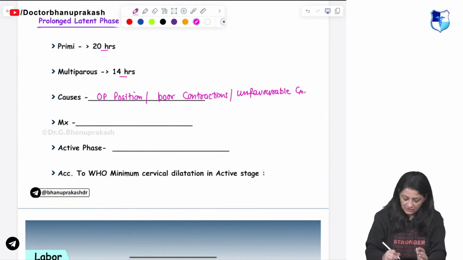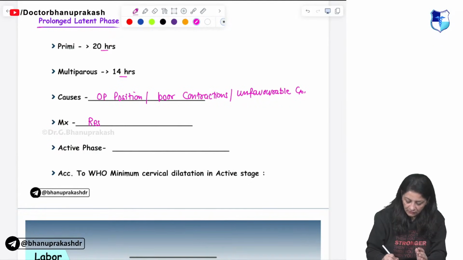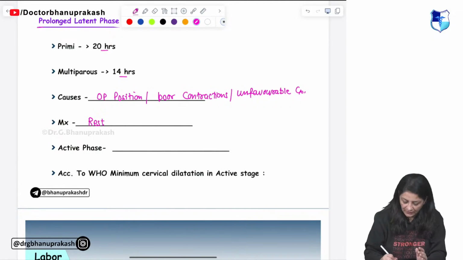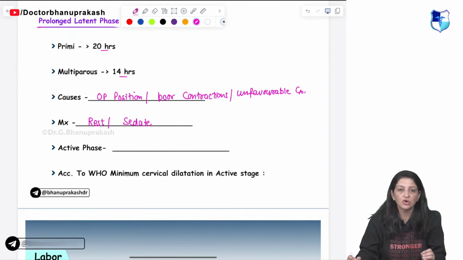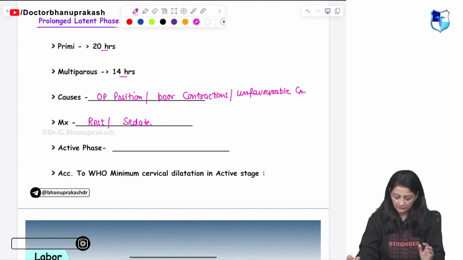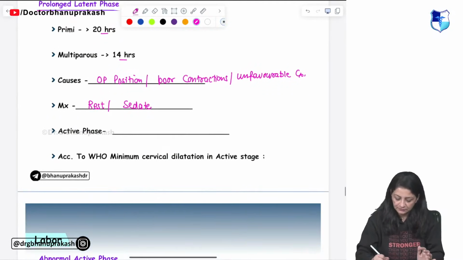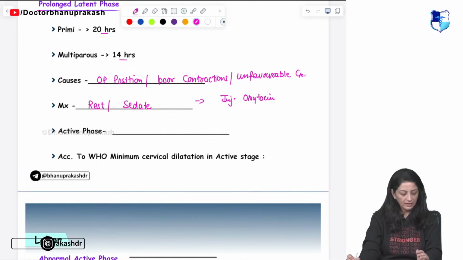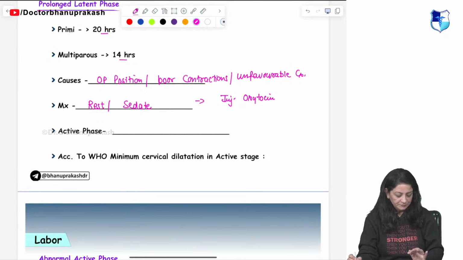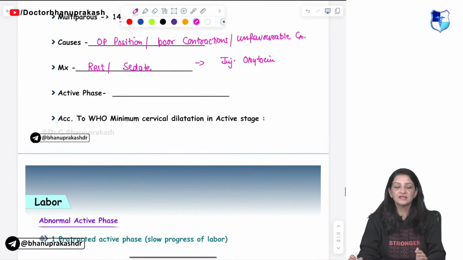Management: advise the patient to take rest and sedate the patient. If uterine contractions are still poor, then we can give injection oxytocin for the augmentation of labor. Okay. Now, active phase of labor.